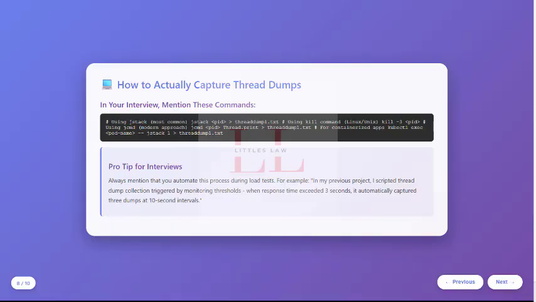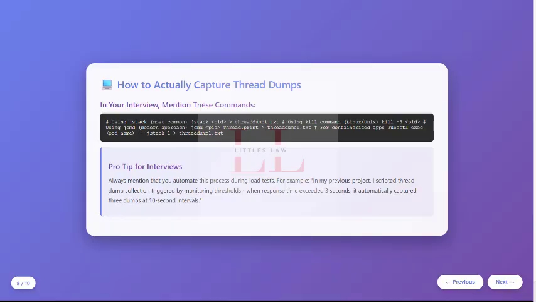On Linux systems, you can also use the kill command with the -3 signal. This sends a signal to the JVM to print a thread dump to standard output. The more modern approach is using jcmd, which is jcmd, the process ID, Thread.print, redirected to your file.